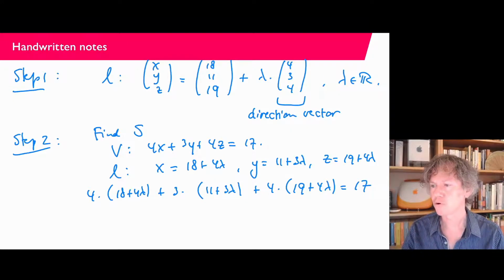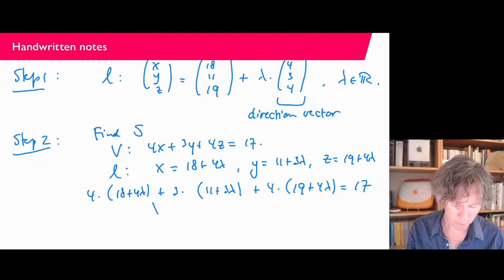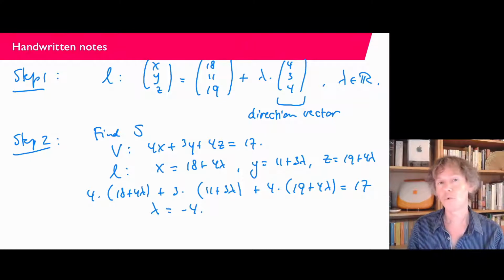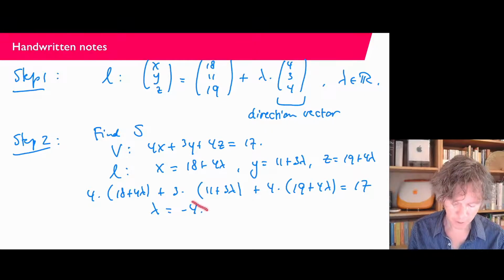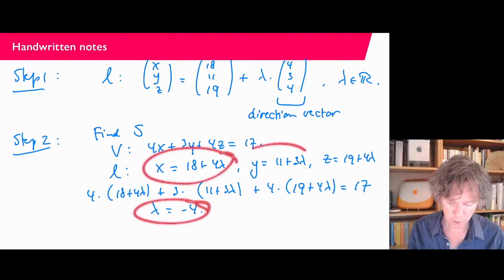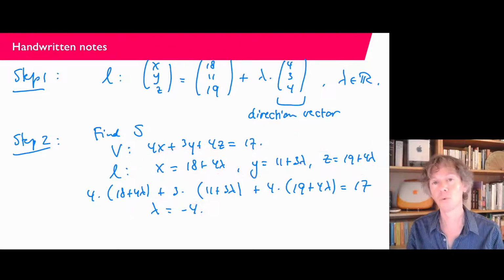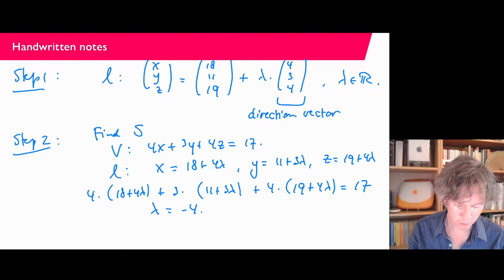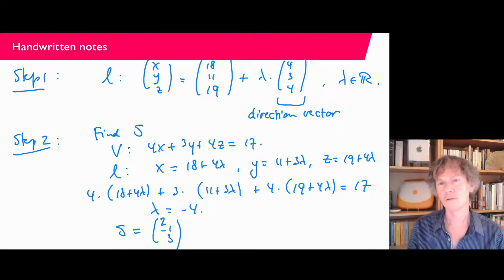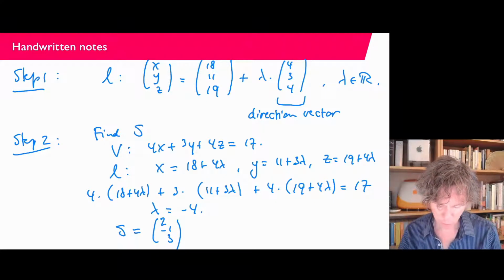Now, if you compute that, I'm sure you can do that. You just multiply everything and then you solve for lambda. You are going to be finding lambda equals -4. And then we can compute S, because if we know that lambda is -4, we can compute x, y, and z, and those are the coordinates of the intersection point. And that's going to give you S equals (2, -1, 3).